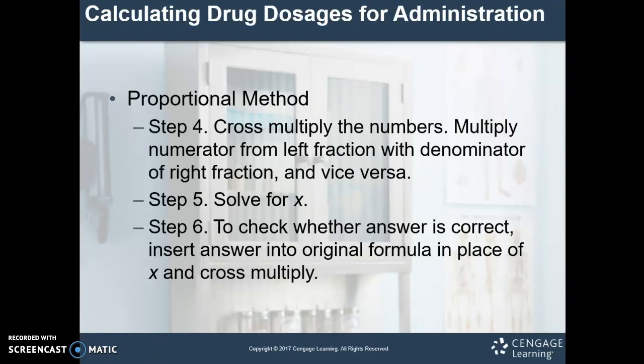So let's say you have 5x equals 25. You're going to divide out 5 on each side to get x alone, and then you'll have x equals 5. 25 divided by 5 is 5. And to check whether the answer is correct, just insert your answer into the original formula in place of x and cross-multiply.